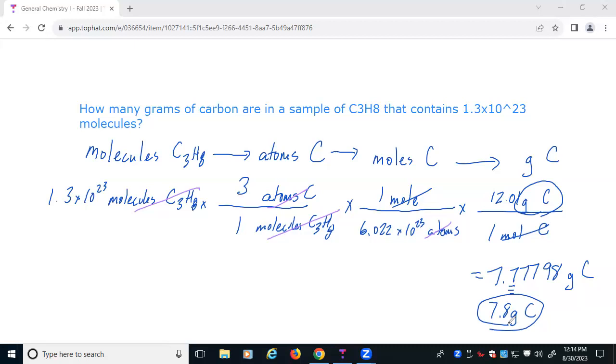All right, any questions with this before we move into mass percent and empirical formula?